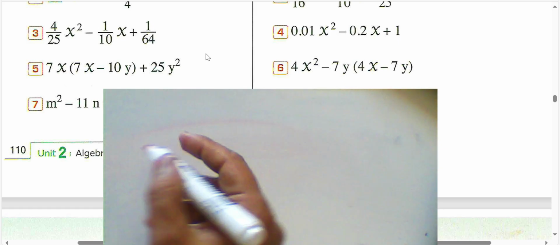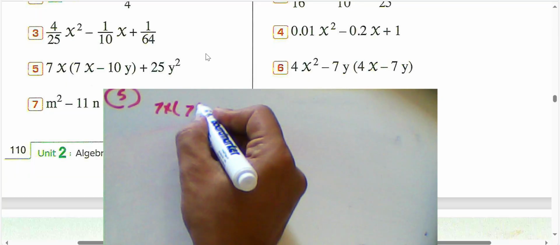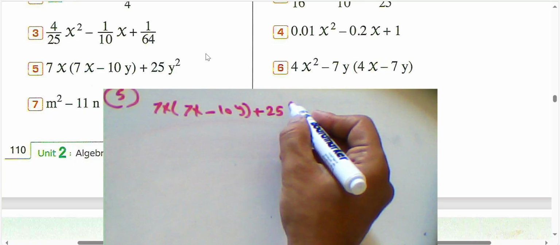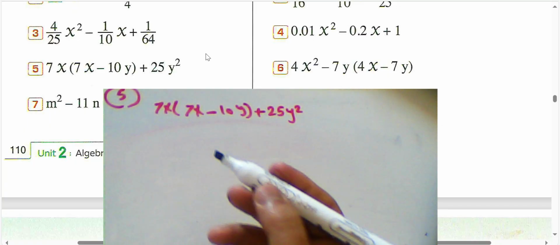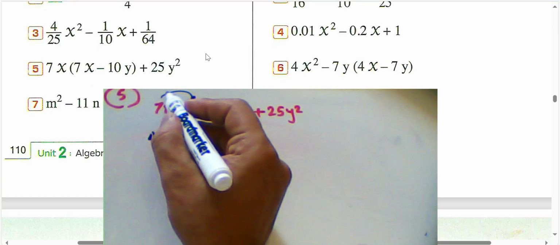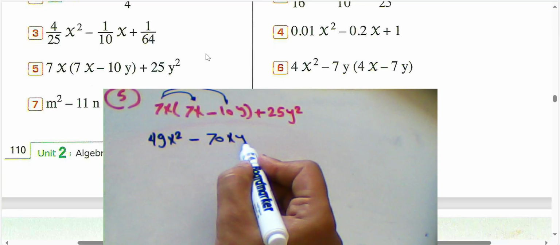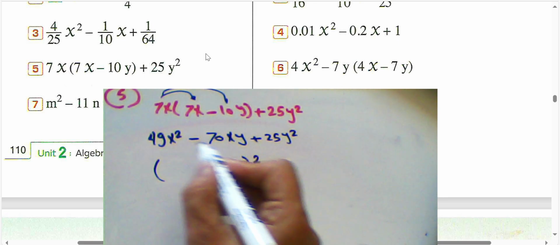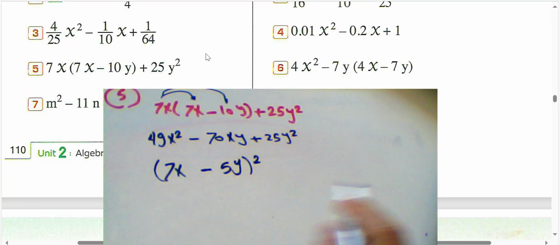Okay, next question, number 5. We have 7x times (7x minus 10y) plus 25y power 2. We can use the distributive properties. 7x times 7x, 7 times 7, 49, x times x, x power 2, and here negative, and 7 times 10, 70, x times y, xy, plus 25y power 2. And then we can find square root of the first, will be 7x, and the third 5y, and then write negative here.